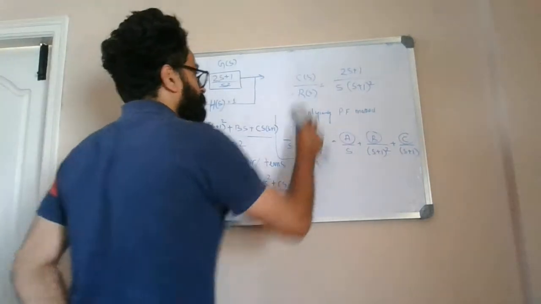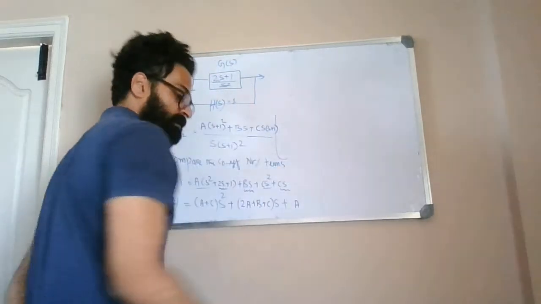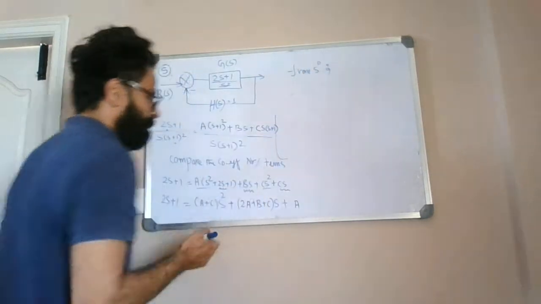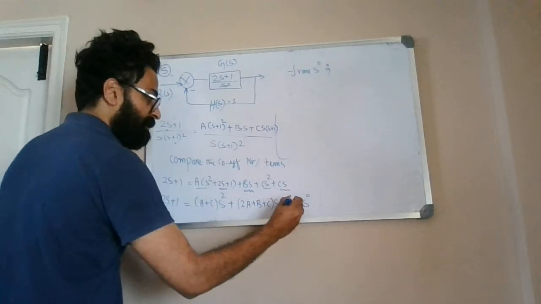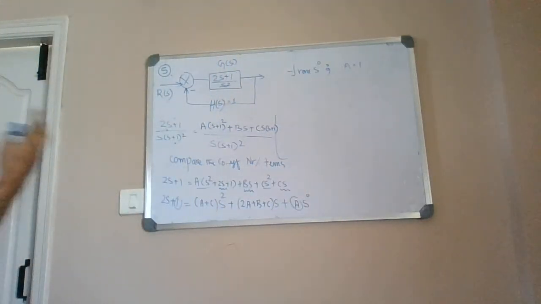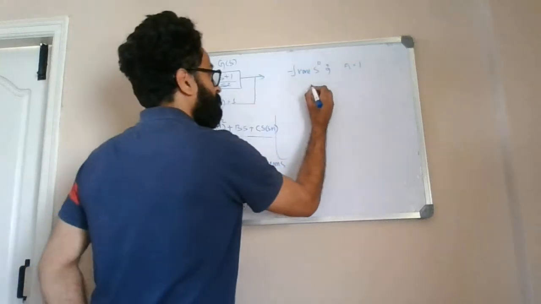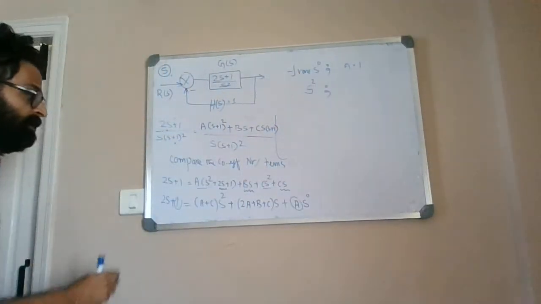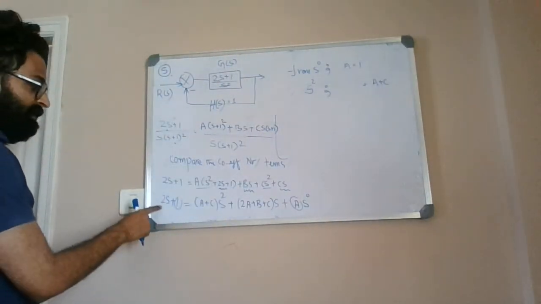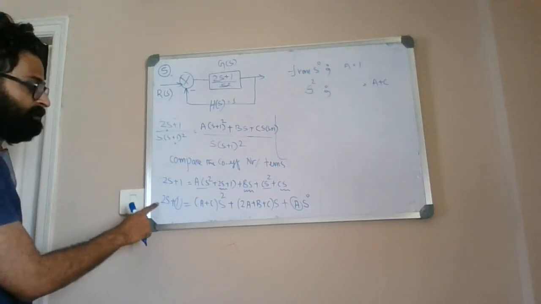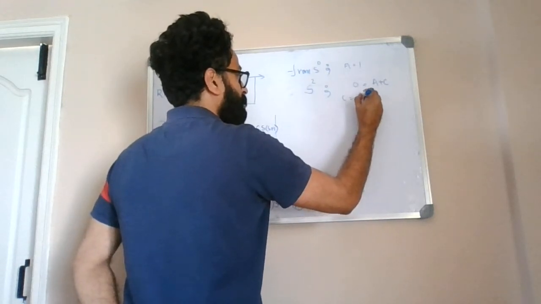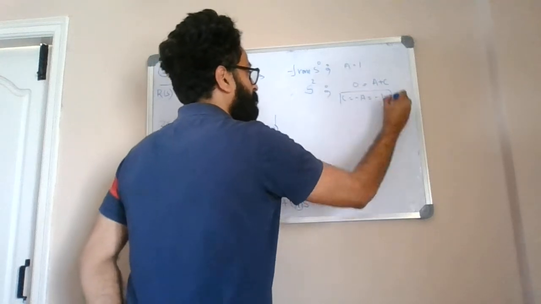Now you can start comparing the coefficients of s. From the s to the power 0 term, we get a is equal to 1. Then you can compare the s to the power 2 term. On the right hand side you have a plus c, which equals the left hand side. You don't have any s square term on the left hand side, so a plus c is equal to 0, and c is equal to negative a, and a is 1, so c is equal to minus 1.